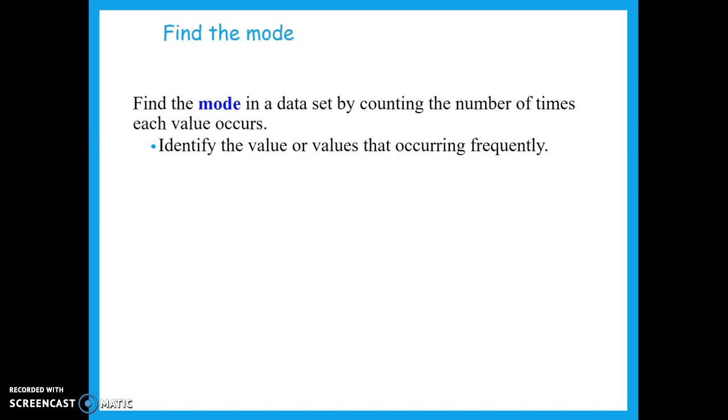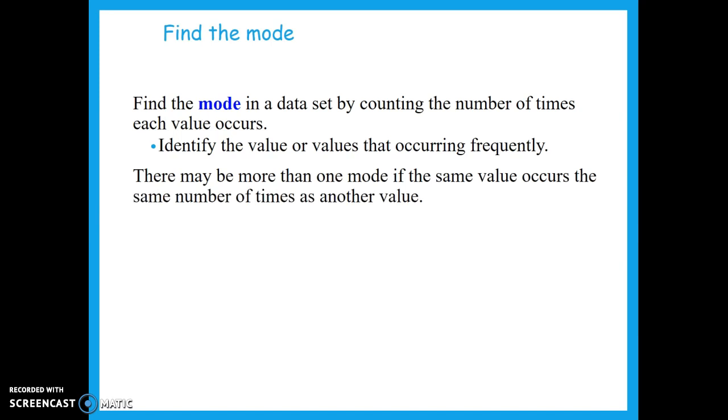Your mode in a data set can be identified by counting the number of times each value occurs. There may be more than one mode if the same value occurs the same number of times as another value. However, if no one value appears more than once, there is no mode.